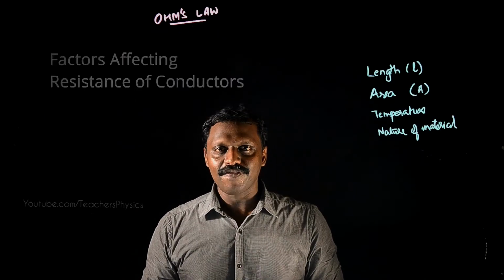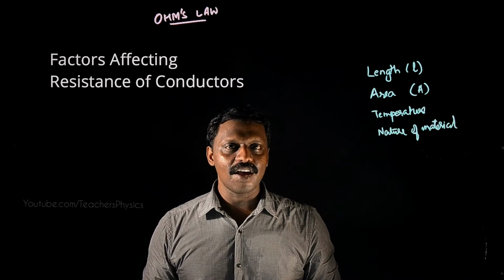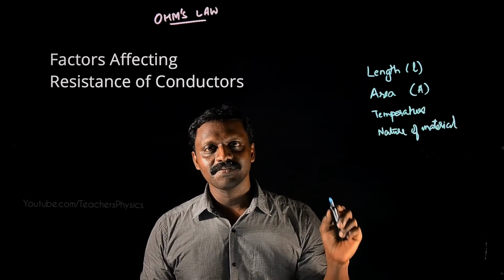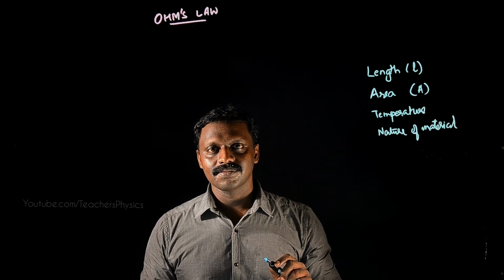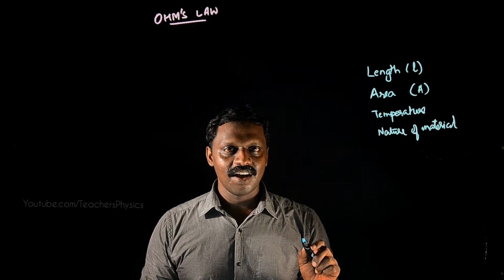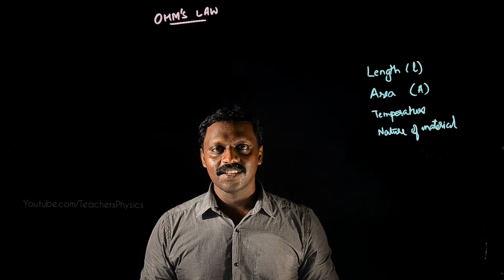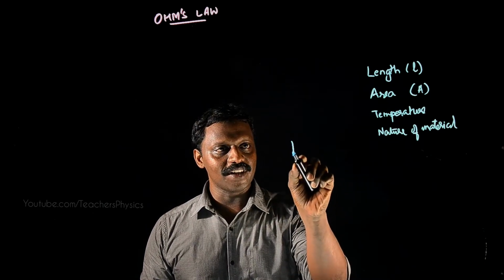The factors affecting the resistance of conductors. The factors affecting the resistance are the length of the conductor, its cross-sectional area or thickness, the nature of the material, and the temperature. It has been observed that the resistance of a conductor is directly proportional to its length.